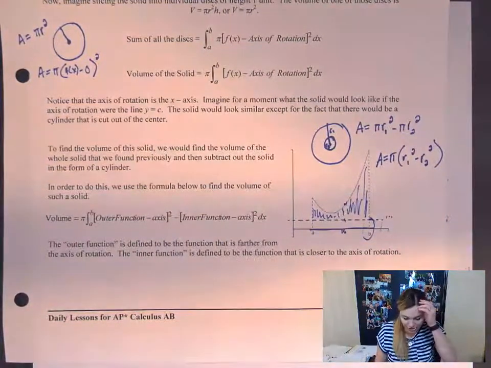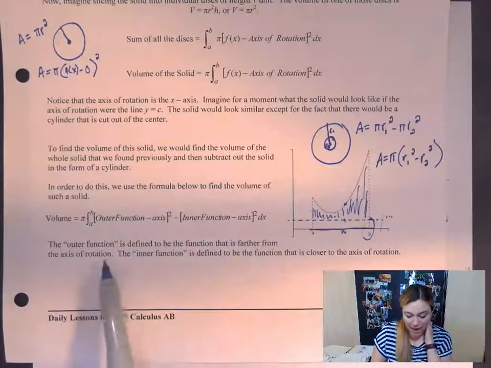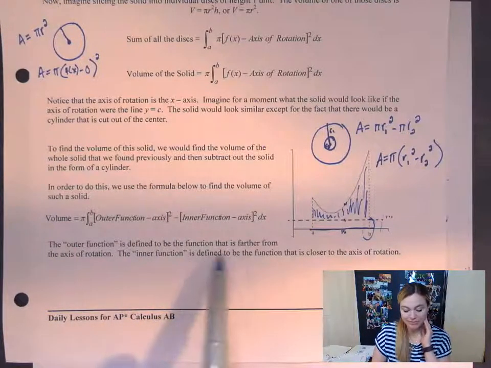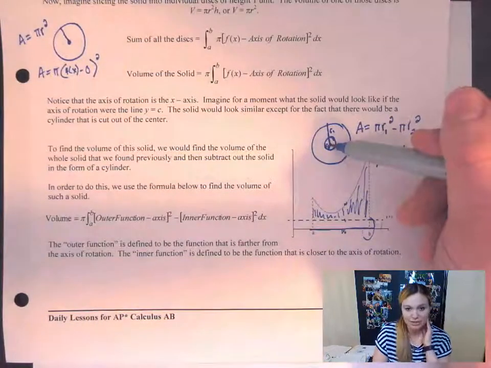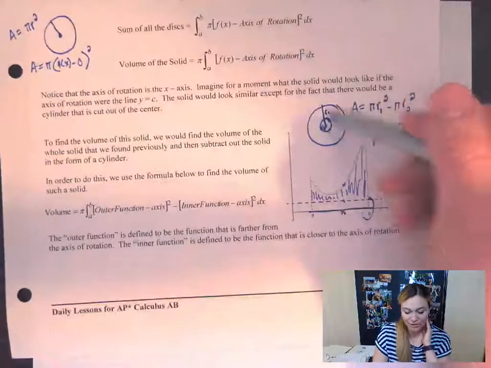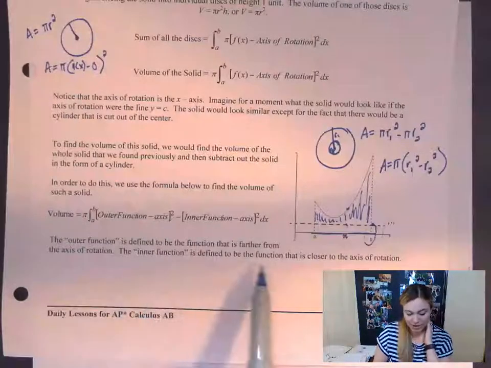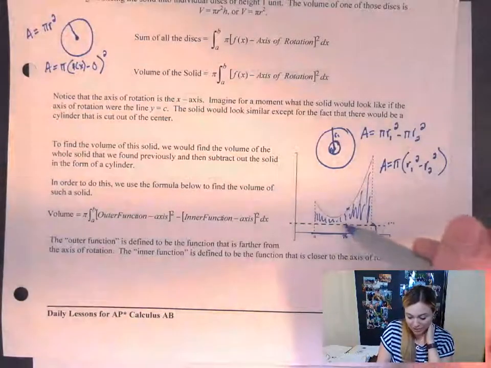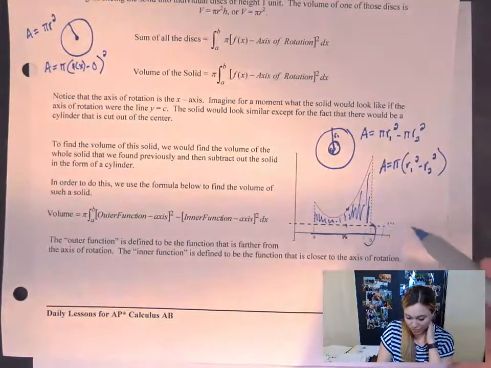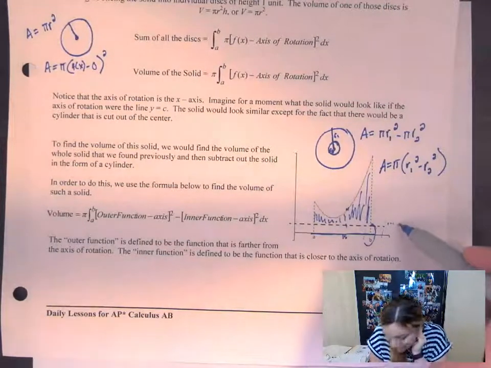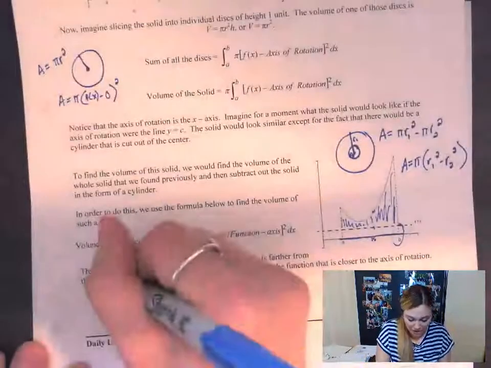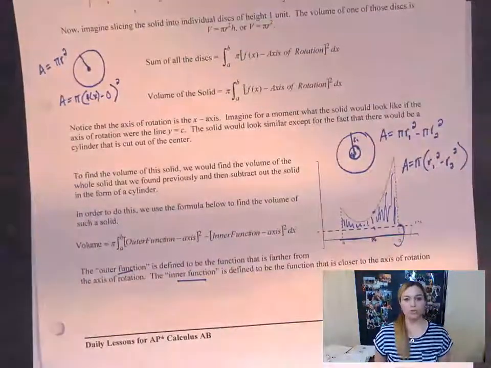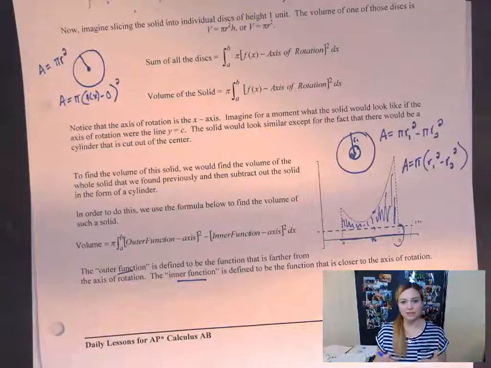Okay, so let's actually do this. When this one says the outer function, it's defined as the function that's further from the axis of rotation, which means right here, if my axis of rotation is here, I need my bigger circle minus my smaller circle. The inner function is the one that's closer. So in this case, my inner function is just this line, y equals c, but it could be y equals 1, 2, whatever. So we've got an outer function and an inner function. Whew, that's a lot of me talking. Let's do this and practice it.